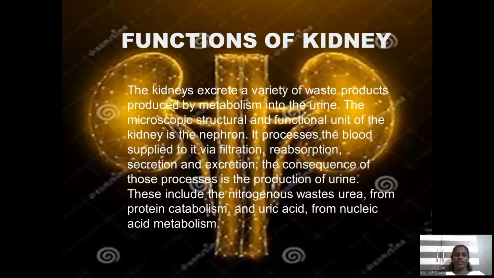Functions of kidney. The kidneys excrete a variety of waste products produced by metabolism into the urine. The microscopic structural and functional unit of the kidney is the nephron. It processes the blood supplied to it via filtration, reabsorption, secretion, and excretion. The consequence of this process is the production of urine. This includes the nitrogenous base urea from protein catabolism and uric acid from nucleic acid metabolism.